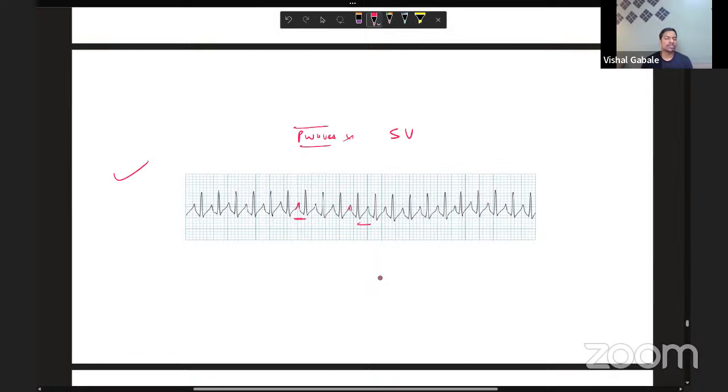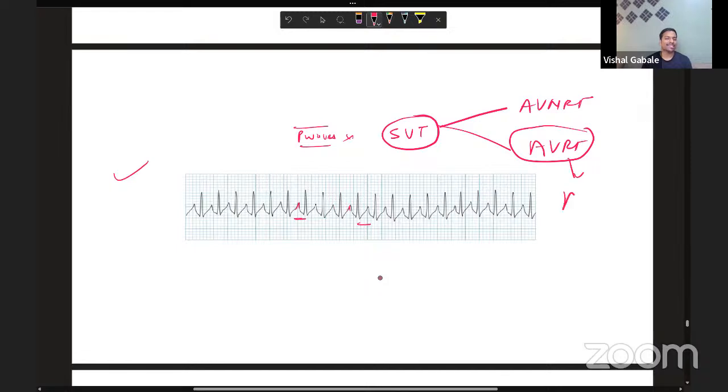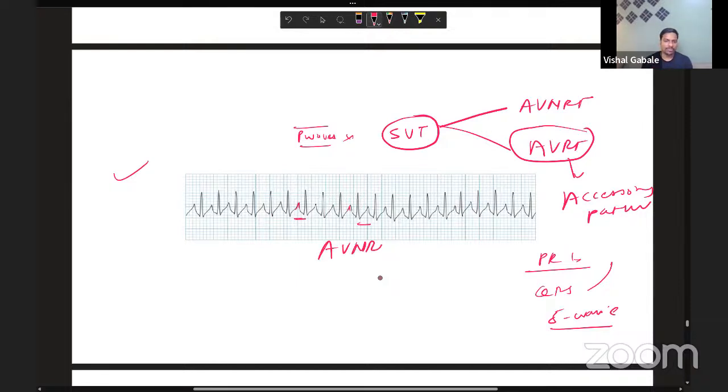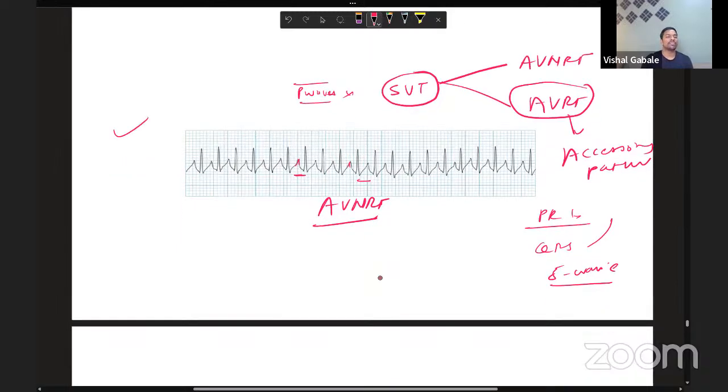So this is nothing but your supraventricular tachycardia, which is of mainly two types, AVNRT and AVRT. AVRT is something in which the accessory pathway is present. So if an accessory pathway is present, that means your PR will be shortened and your QRS will have a slurred upstroke, that is called a delta wave. So it should be AVNRT. Let's see now what is AVNRT.